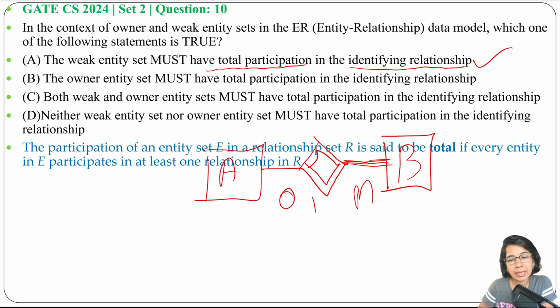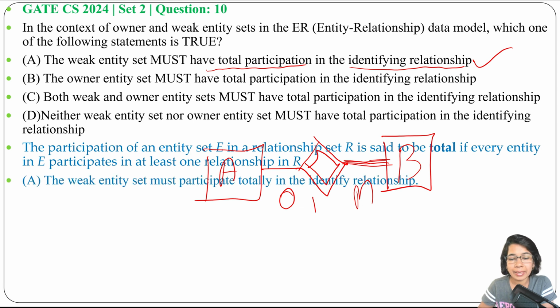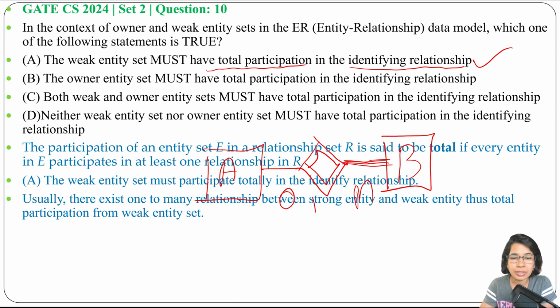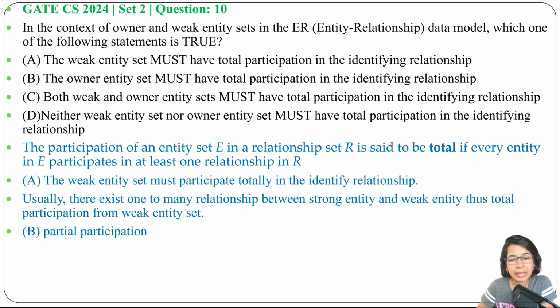Next, option B, the owner entity set must have total participation in the identifying relationship. This is false. The owner may have partial participation with the identifying relationship, not total participation. So option B is false. Next, option C, both weak and owner entity sets must have total participation in the identifying relationship. No, only the weak entity set has total participation with the identifying relationship, the owner entity set doesn't. So option C is also false.